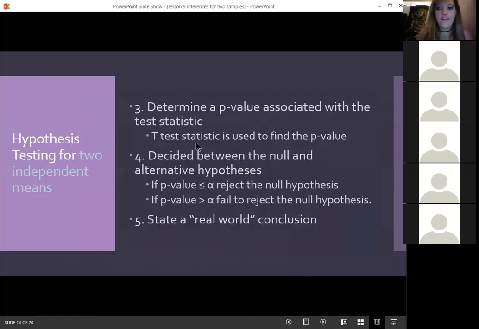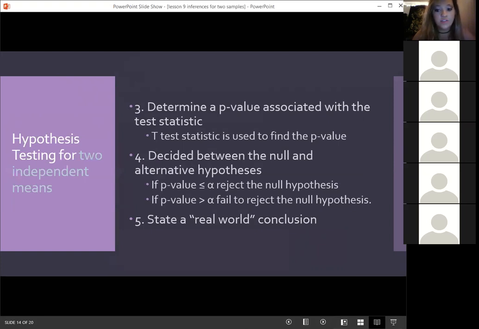Alrighty. And then last but not least, we do always have those ending three steps that are always the same. Third one, determine that p-value. And in this case, remember, for proportions, we use a z-test statistic. For means, we're going to use a t-test statistic and use that to find our p-value. And then for the fourth one, decide between the null and alternative. Decide what you're going to do based upon our p-value, if you reject or fail to reject. And lastly, go ahead and state that real-world conclusion based upon what you find in the fourth step.